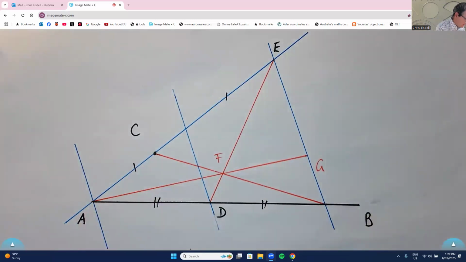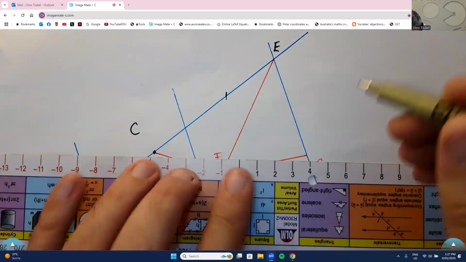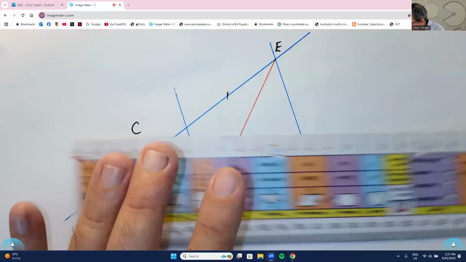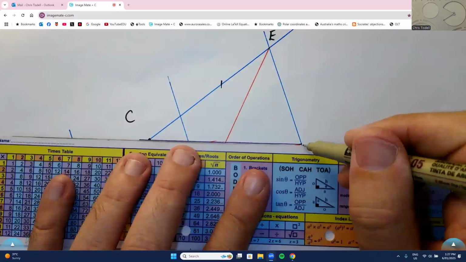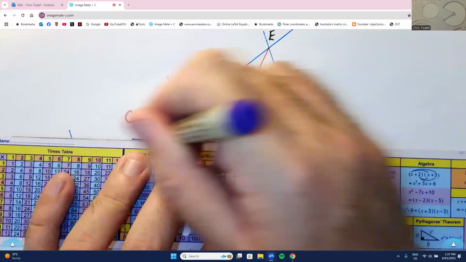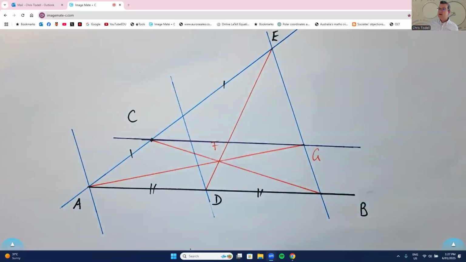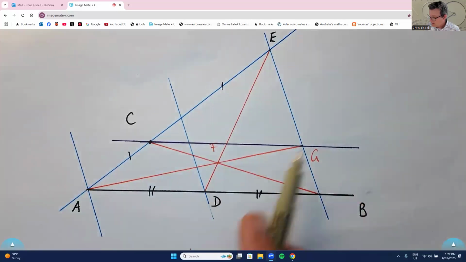So let me draw that in. Oh, I should have that the other way, of course. Let's do that. Okay, so it looks parallel. Okay, it's pretty good drawing.